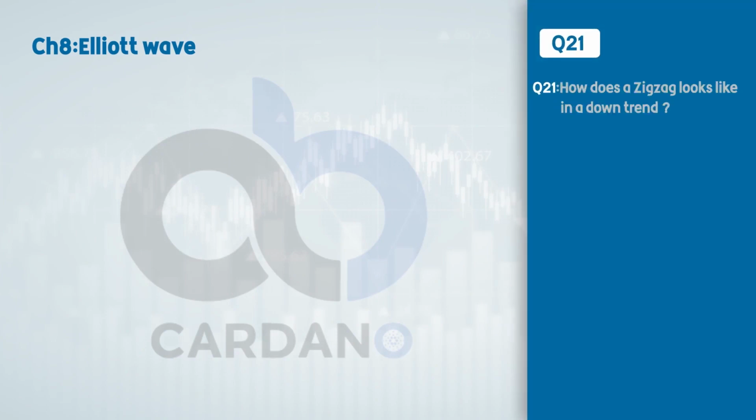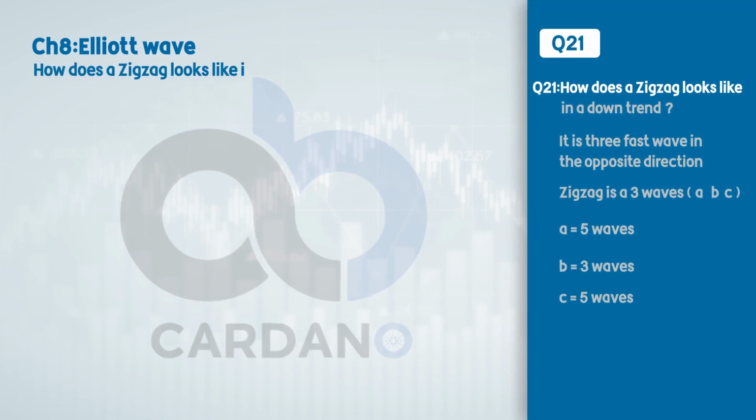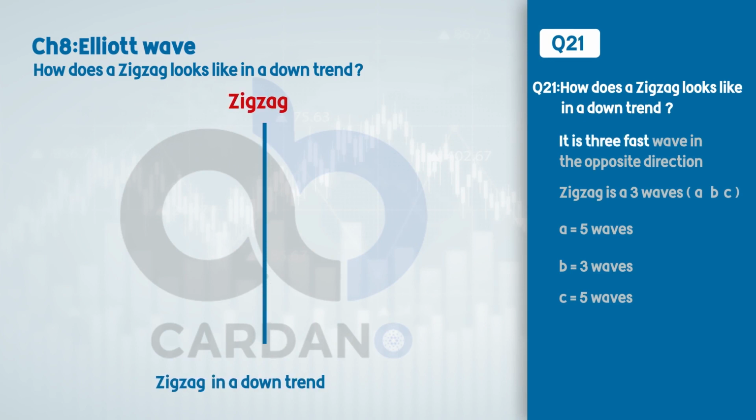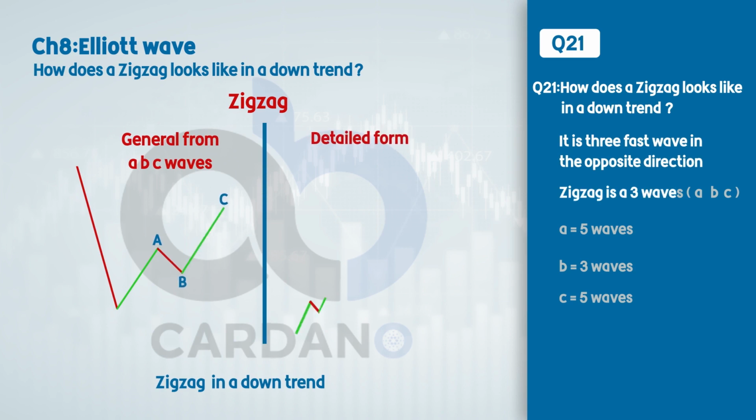Question number 21. How does a zigzag look like in a downtrend? The answer is, it is 3 fast waves in the opposite direction. Zigzag is 3 waves, A, B, C. A equals 5 waves, B equals 3 waves, and C equals 5 waves.